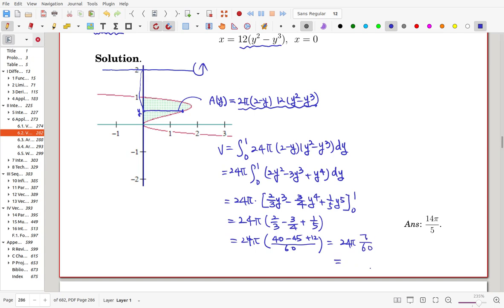So that is the same as, after simplifying the constants, 2 pi times 7 divided by 12. Eventually that is 14 pi over 5. Okay, that's the final answer. This is the end of the section. Thank you.